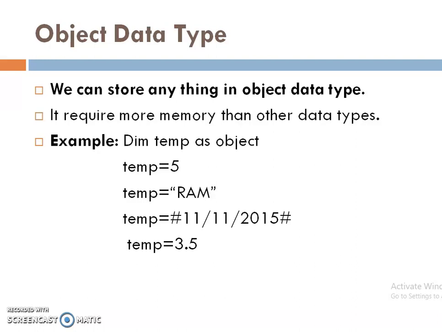Then we assign a string value to the temp variable like this: temp = "Ram", written in double quotation marks. Now we assign a date value to the temp variable. Then we assign a float value to the temp variable. So this variable accepts all types of values.